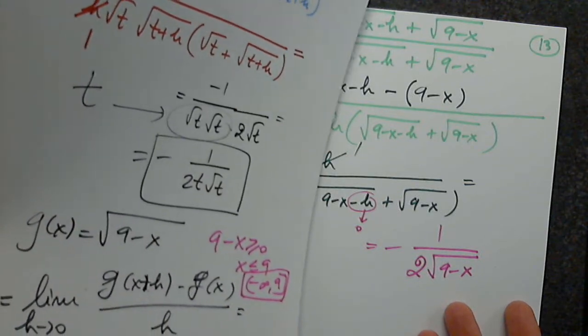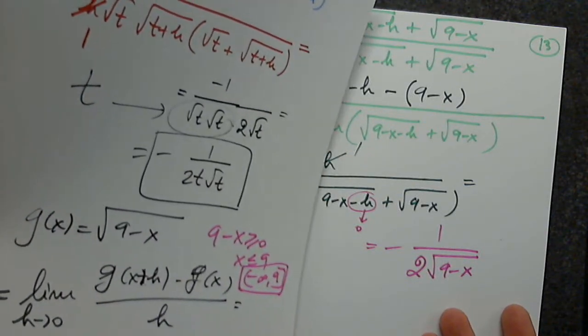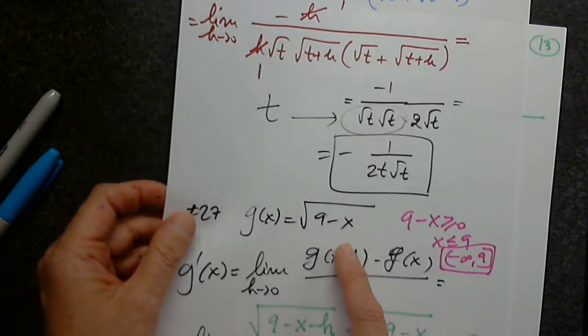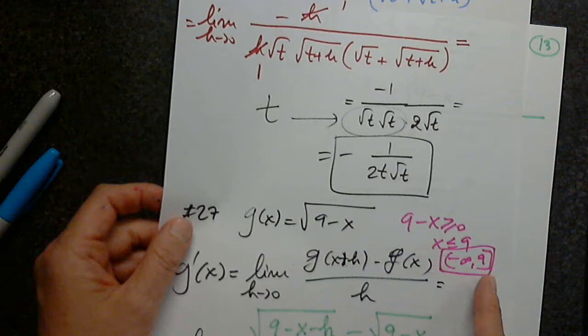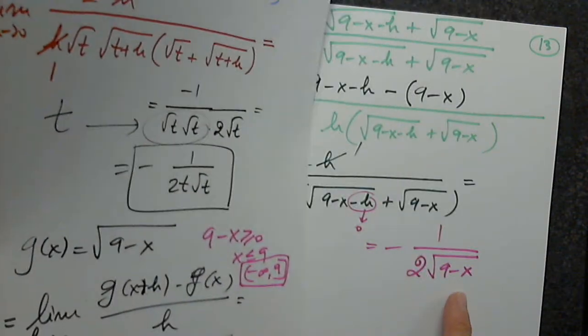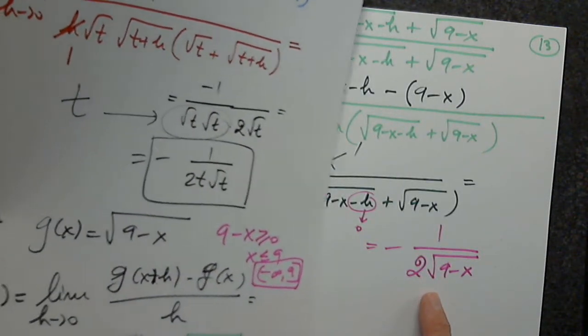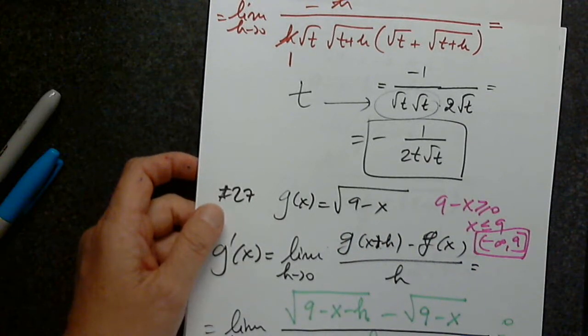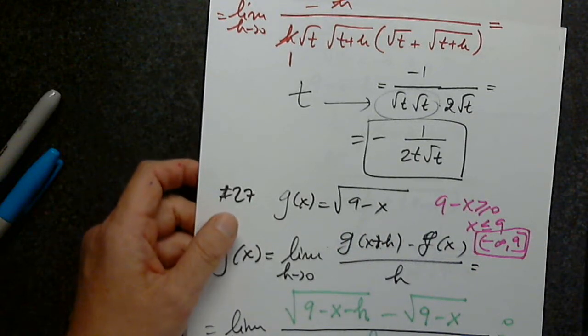There's only one point. Exactly, 9. Because the square root of 9 minus x is in the denominator here, and it's not in the denominator here. The function is defined at 9, but its derivative does not exist at 9. Therefore, this function is not differentiable at 9. It has a vertical tangent.